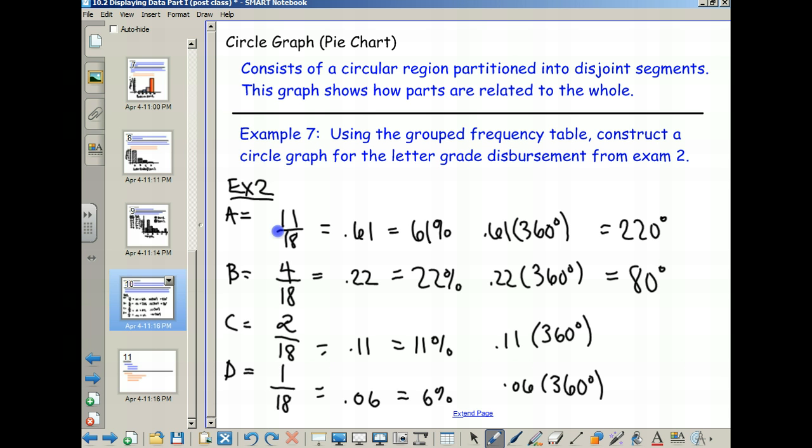If I take 2 out of 18 and times 360, I have 40 degrees. And if I take the bottom one, 1 out of 18, I have 20 degrees. Everybody okay so far? All right, so I'm going to show you some interesting things.